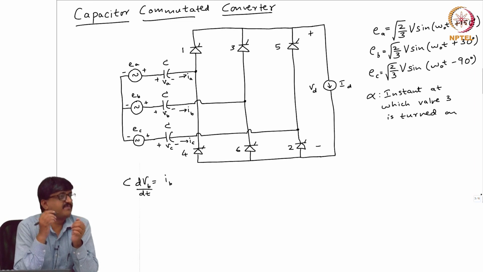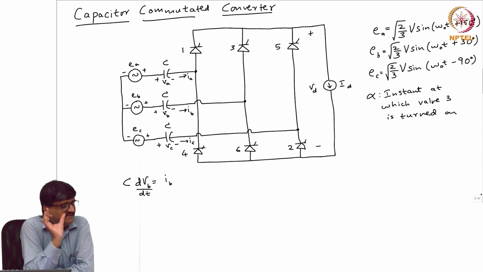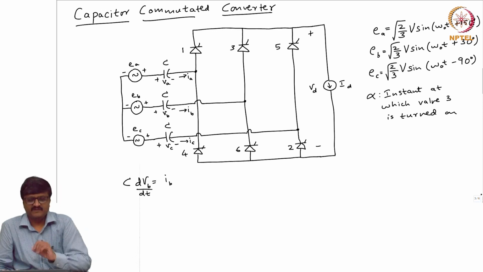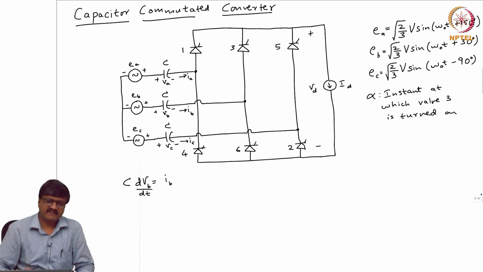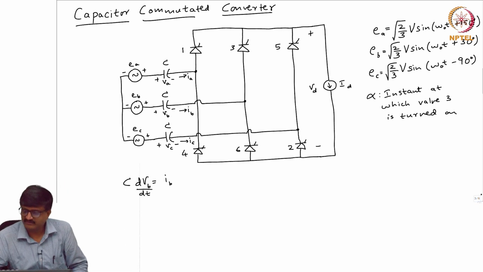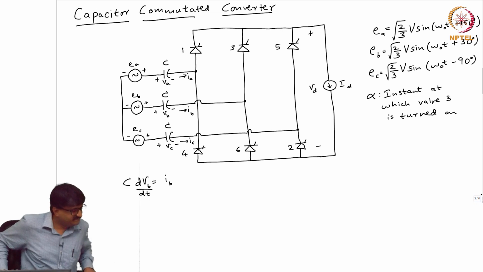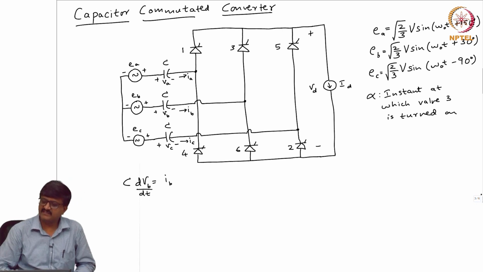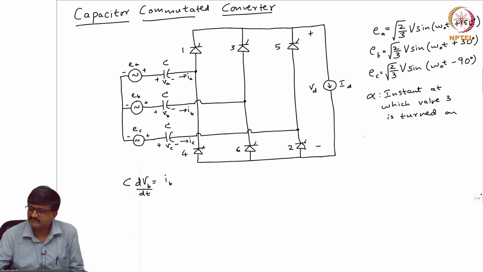Now, when is commutation a problem? So, inverter operation is actually the operation for which the commutation margin angle will be small. So, we will see that for inverter operation, this having a capacitor on the AC side will help. Okay. So, let us see how it helps. So, alpha is the instant at which valve 3 is turned on. Now, if I take the duration alpha to alpha plus 60 degrees.